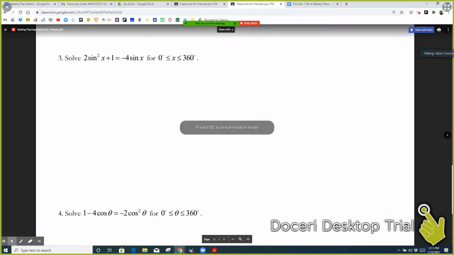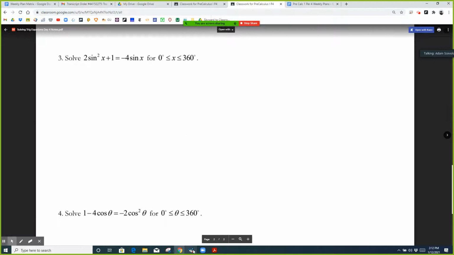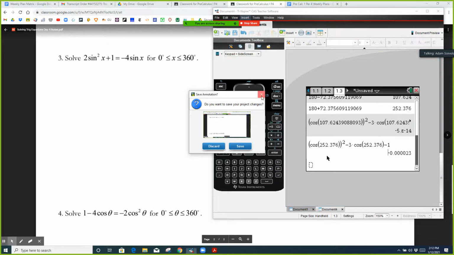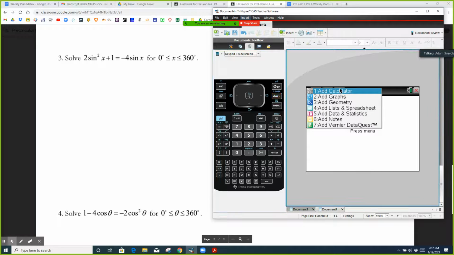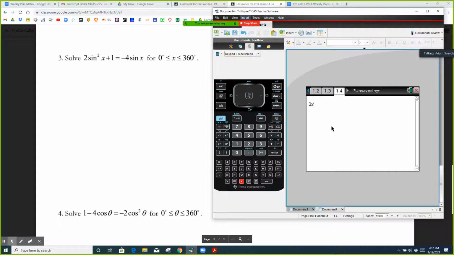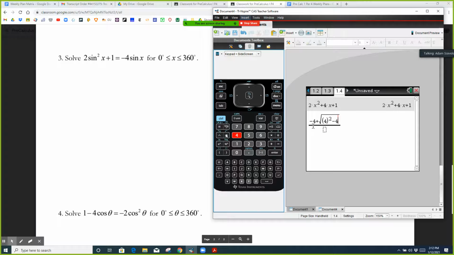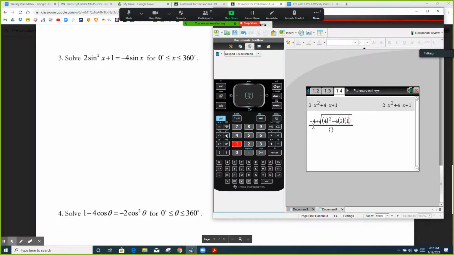So I'll let the calculator do the hard work. All right, now remember that I added 4 sine of x on both sides. So you have to put the quadratic in standard form before you try to solve it. So this is the quadratic I'm trying to solve, but I've used x instead of the sine of x. So in the quadratic formula, I get the opposite of b, plus or minus, so we'll do plus first, the square root of b squared minus 4ac, all over 2 times a.